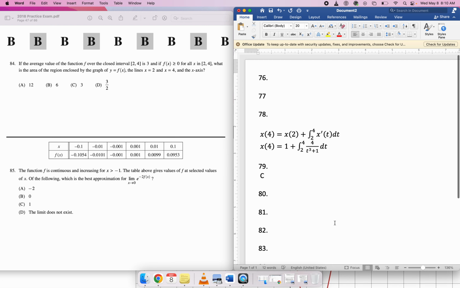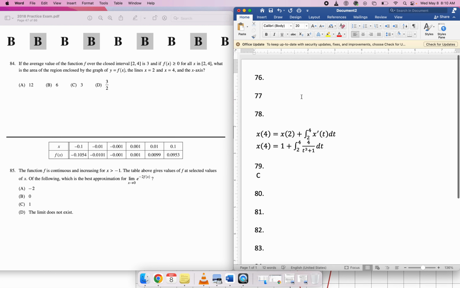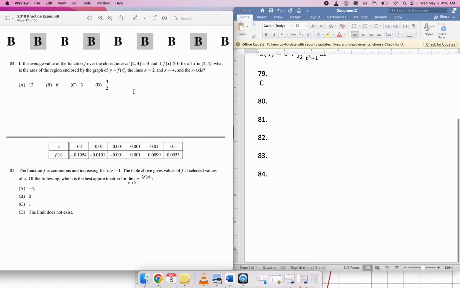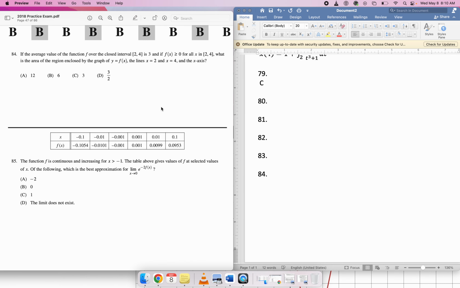Do you notice, by the way, how little work I've actually done? So much of it is just in the calculator. Anyway, 84. If the average value of the function f over the closed interval 2 to 4 is 3, and if f of x is greater than or equal to 0 for all x, what is the area of the region enclosed by the graph? Blah, blah, blah.